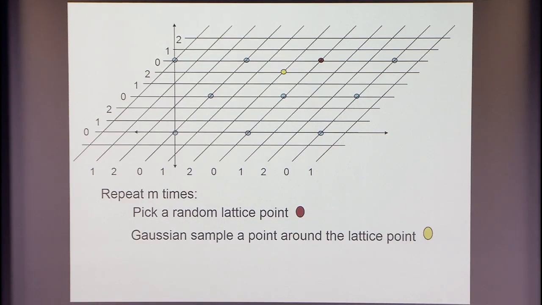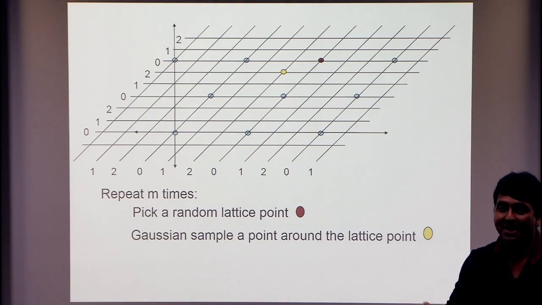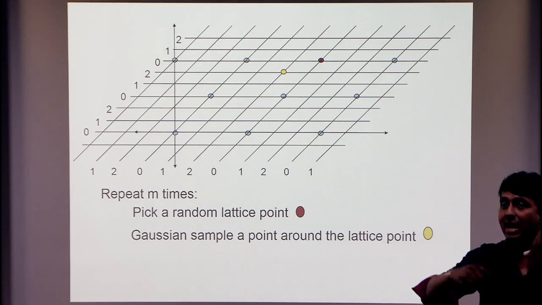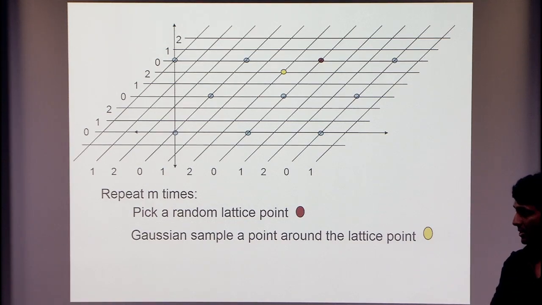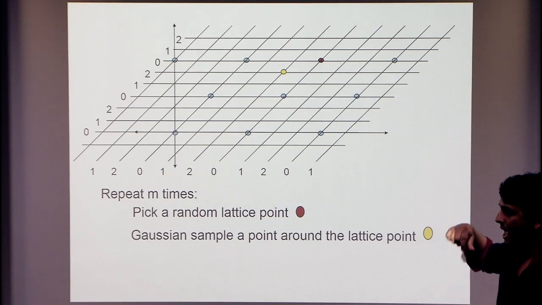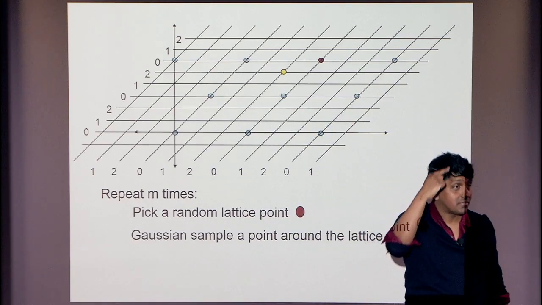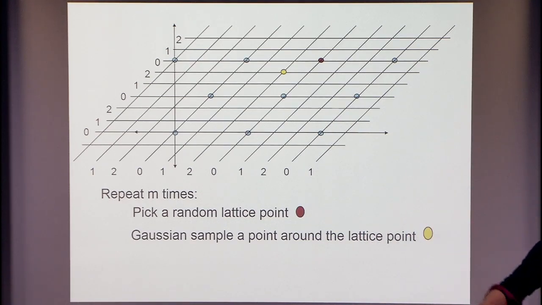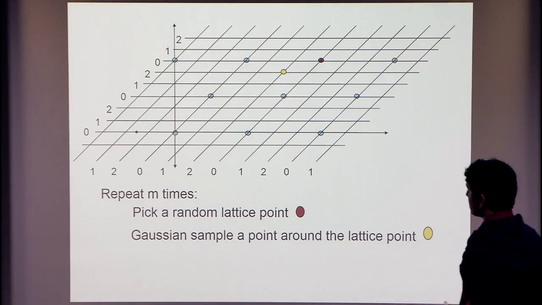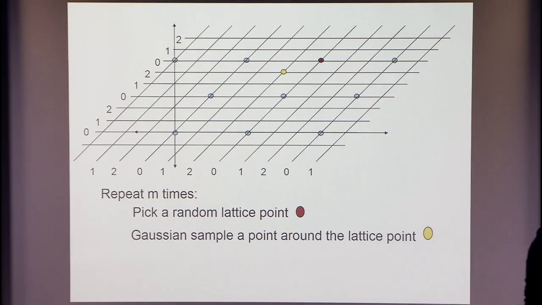And once I pick it, I said all these things about Gaussians. Why did I say all these things about Gaussians? Because I'm going to use them. I pick this random lattice point and add a Gaussian error, a Gaussian sample around it. In other words, I am actually sampling from that distribution with many peaks that I showed you. So that is what that is.